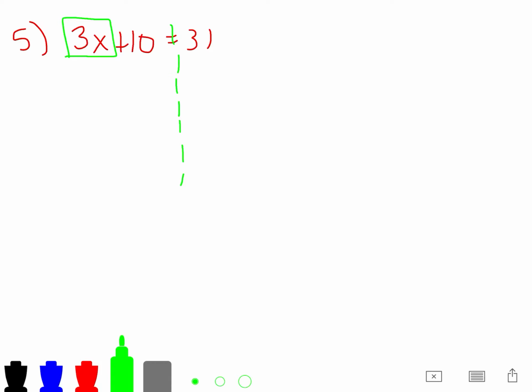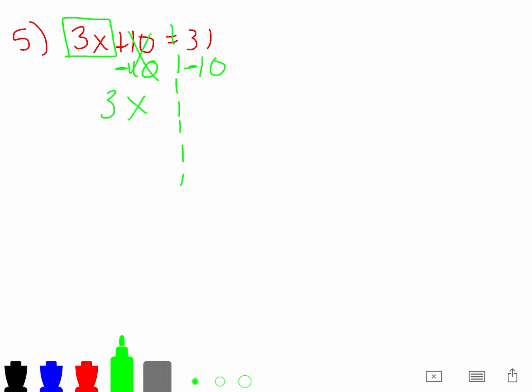We have the box plus 10. What's the opposite of plus 10? Minus 10. Anything we do to one side, we have to do to the other. Now I'm going to bring everything down. So instead of bringing just an x down, I have a 3x. I'm going to bring everything in that box.